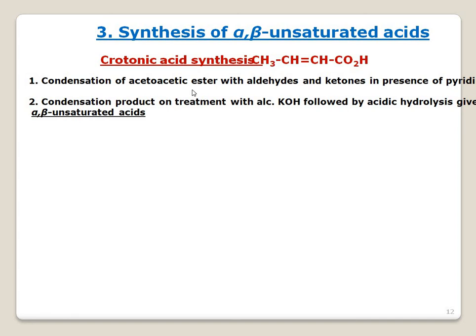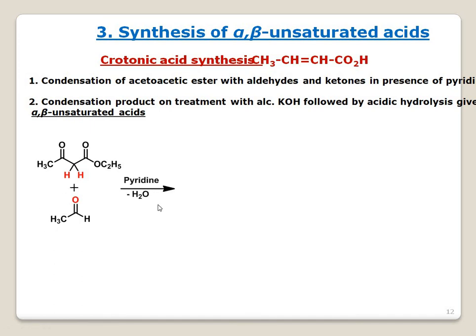So condensation of acetoacetic ester with aldehydes or ketones in the presence of pyridine, followed by our last step, you will be getting the corresponding alpha beta unsaturated acid. So let us see how this is happening. As I said earlier, these 2 carbons are this alpha and beta. Alpha, beta. This is alpha and beta. Now here the double bond will be forming. Okay, beta carbon. This one.